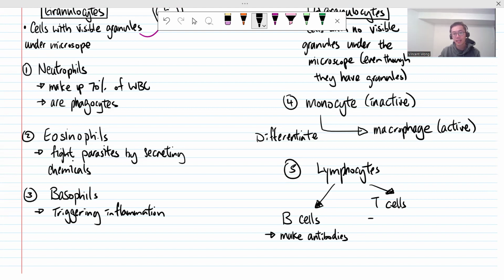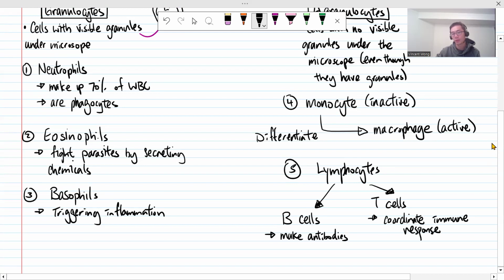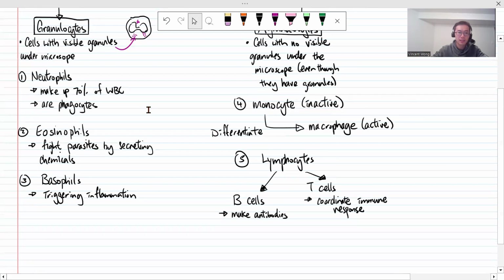And then we have the T cells, which will help coordinate immune response. Think of them as like the general in a war. Like, okay, you go attack here, you go defend here, you do this, you do that. That's what the T cell is gonna do. It's gonna help direct other immune cells. So there you have it.